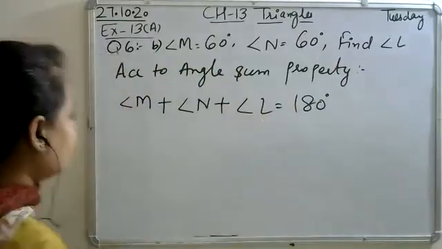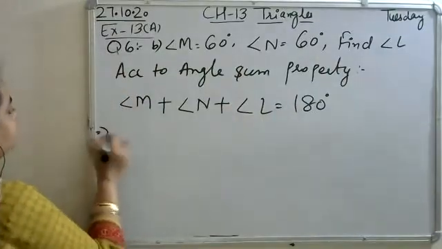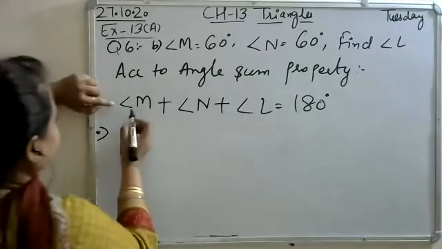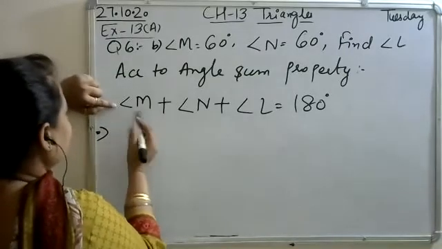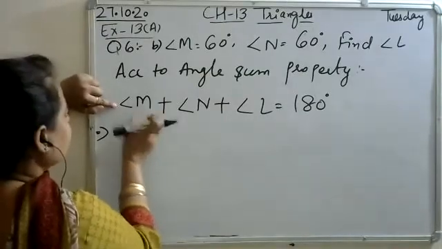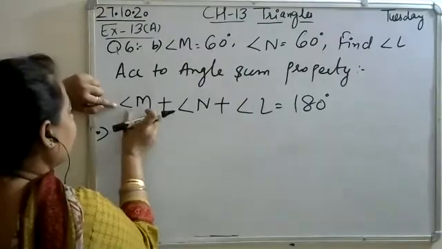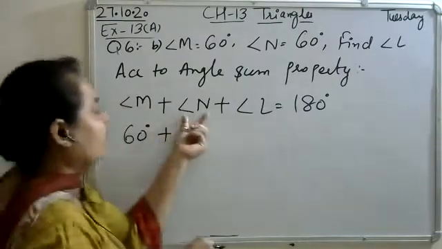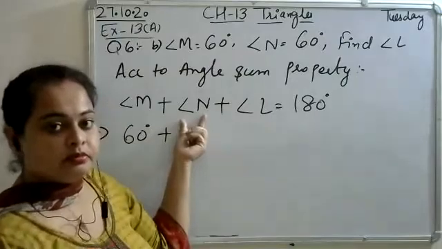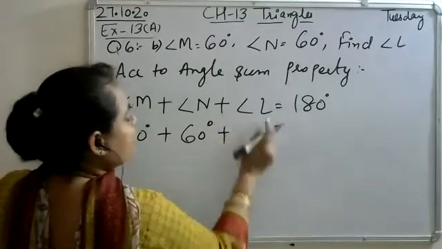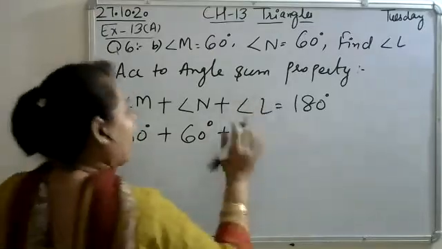Now, what is the next step, Raymond? Ma'am, we will write the number of degrees given. Yes. What is the degree of angle M? 60 degrees. So in place of angle M, we will write 60 degree. Now, what is the degree of angle N? 60 degrees. Again 60 degrees. And here, this is to find, so write as it is.